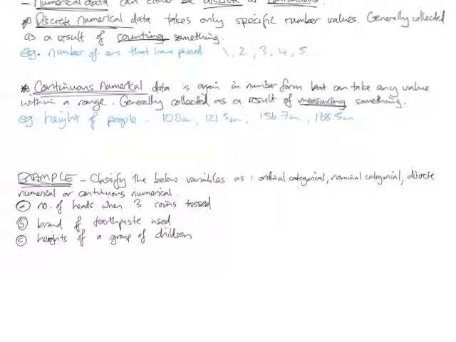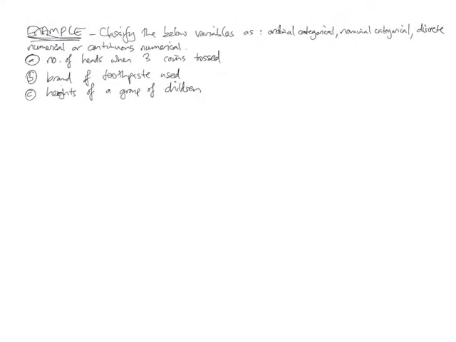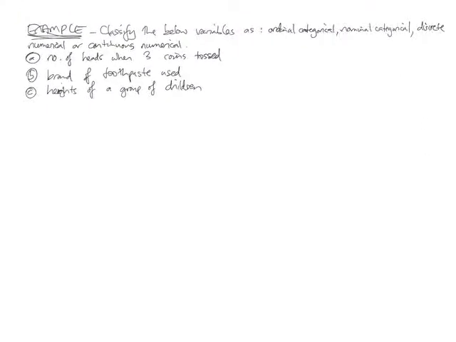Okay, so questions are going to be asked in this set of exercises. Follow along below. This is an example from the book. You might be asked to classify variables as ordinal categorical, nominal categorical, discrete numerical, or continuous numerical. Those are the 4 types that we just learned about. So what kind of variable is the number of heads when 3 coins are tossed?